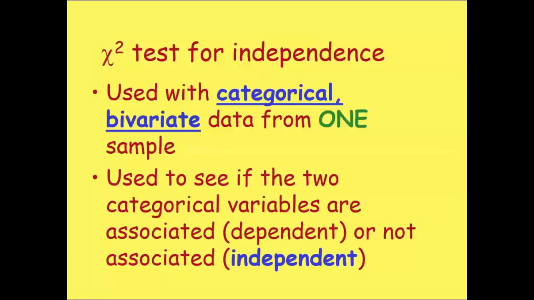The purpose of the independence test is to see if two categorical variables are dependent or independent, or associated or not associated. So you'll see those words used interchangeably. Associated simply means that one variable depends on the other, and not associated means independent.